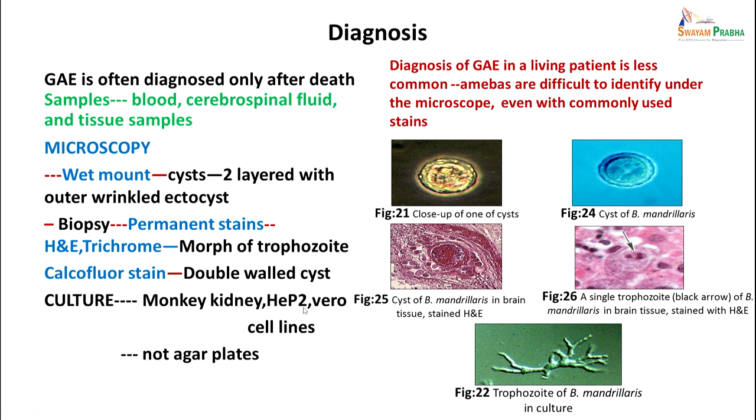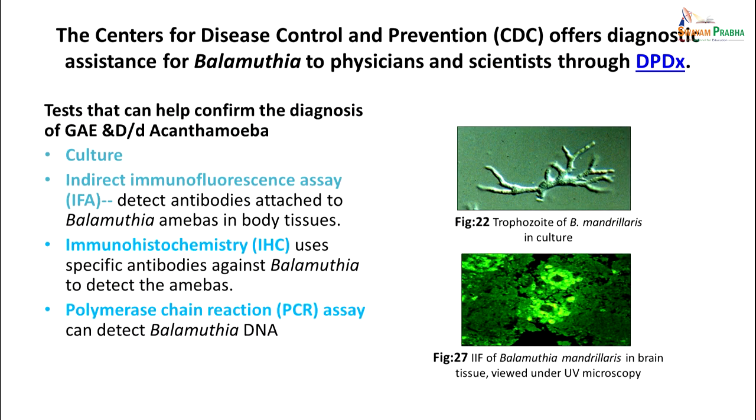The diagnosis of GAE in living patients is less common, since the organisms are difficult to identify under the microscope, even with commonly used stains. Mostly the diagnosis is postmortem in these cases. The Centers for Disease Control and Prevention, CDC, offers diagnostic assistance for biomedical physicians and scientists through DPDx, because they are difficult to diagnose.